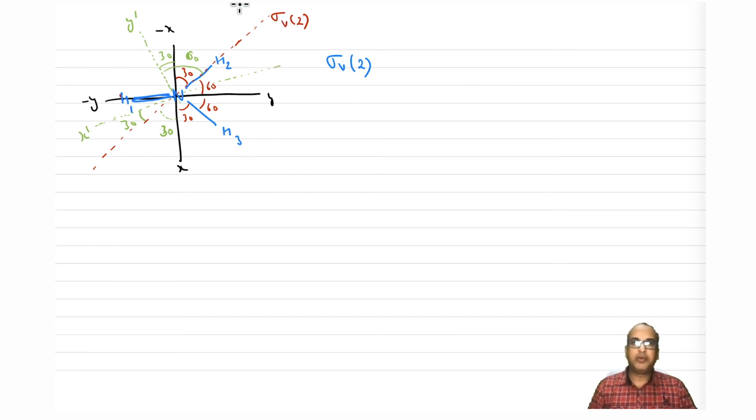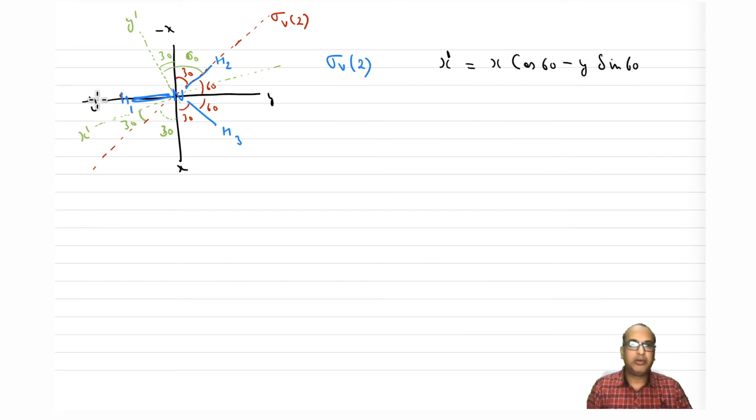Now let us try to write down x prime and y prime in terms of x and y. It is easier to see if we can say that x prime, which is this, can be written in terms of x as x cos 60, because this angle is now 60 degrees. So we can say that x prime can be written in terms of x cos 60 minus y sin 60.